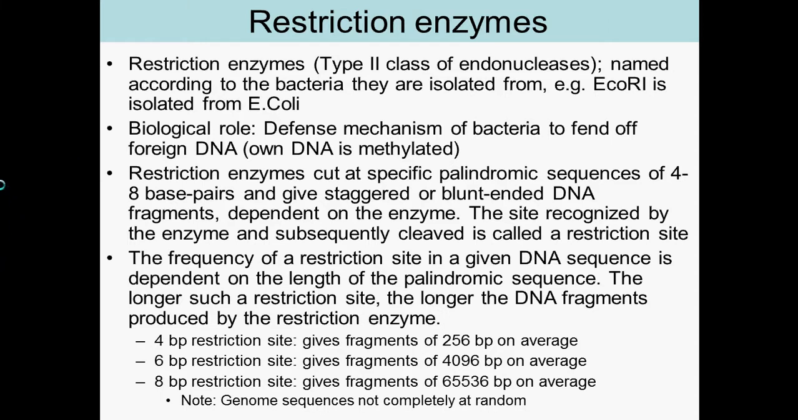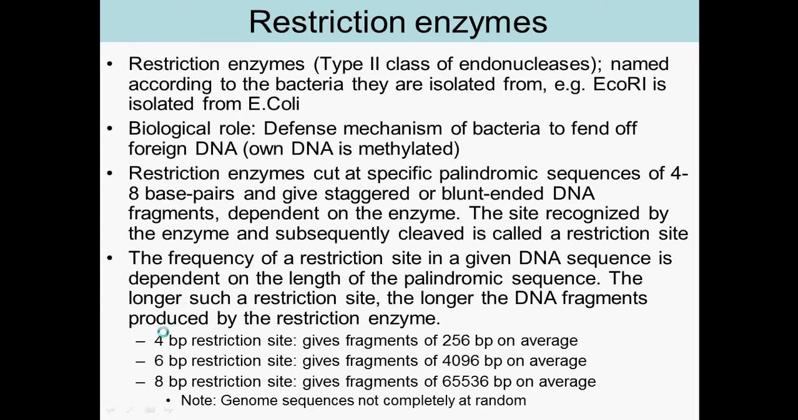Restriction enzymes cut at specific palindromic sequences, and we'll look at a picture to see what a palindromic sequence is. The palindromic sequences are 4 to 8 base pairs long. The restriction enzymes cut either in a staggered conformation or in a blunt end. We'll see that in the pictures too. The site where it's cut is called the restriction site.